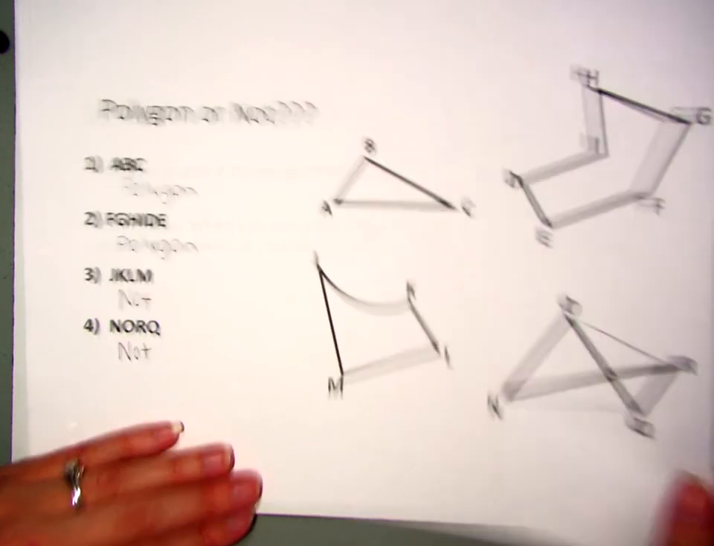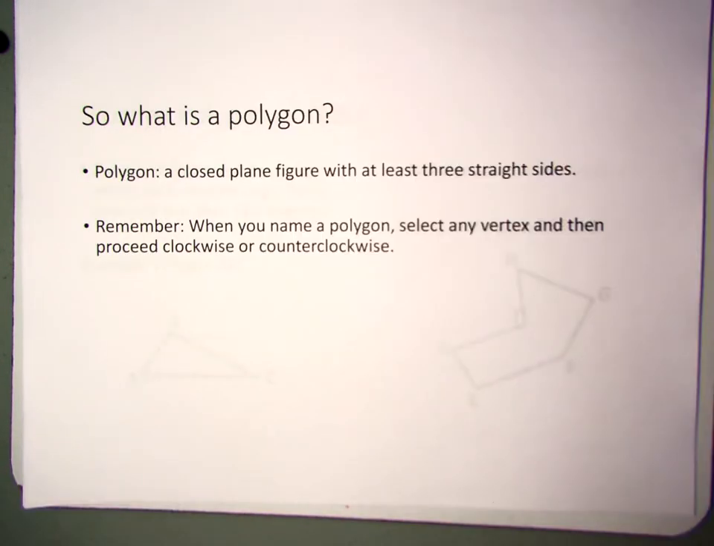So let's look at what the definition of a polygon is. A polygon is a closed figure that has at least 3 straight sides. So the sides have to be straight and the figure needs to be closed.